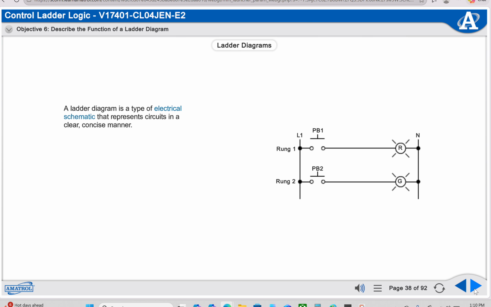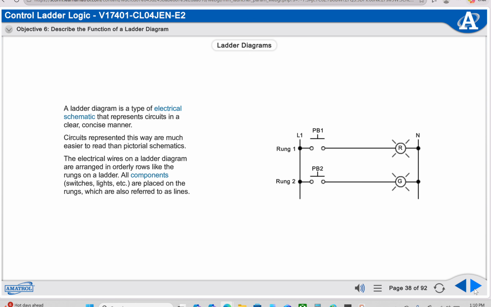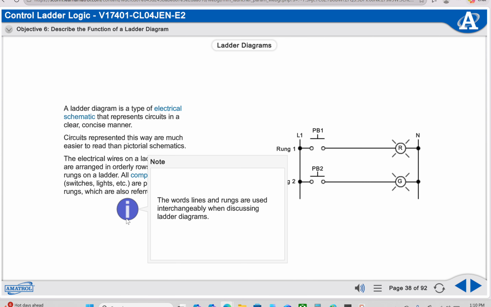A ladder diagram is a type of electrical schematic that represents circuits in a clear, concise manner. Circuits represented this way are much easier to read than pictorial schematics. The electrical wires on a ladder diagram are arranged in orderly rows like the rungs on a ladder. All components, switches, lights, etc., are placed on the rungs, which are also referred to as lines. The words lines and rungs are used interchangeably when discussing ladder diagrams.